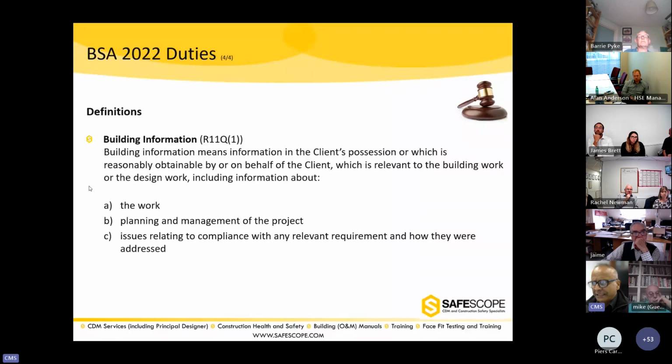Now, building information means any information in the client's possession or which is reasonably obtainable by the client, which is relevant to building work. It includes the work, the planning and management, and issues relevant to compliance with any relevant requirements and how they were addressed.